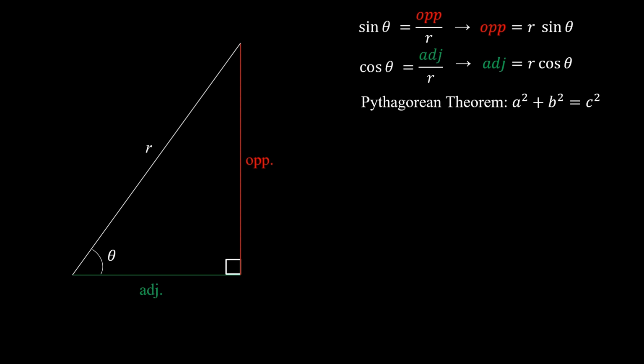By the Pythagorean theorem, we know that a squared plus b squared equals c squared. Now, we can take this and realize that this also would mean opposite squared plus adjacent squared equals r squared, which is just the hypotenuse.